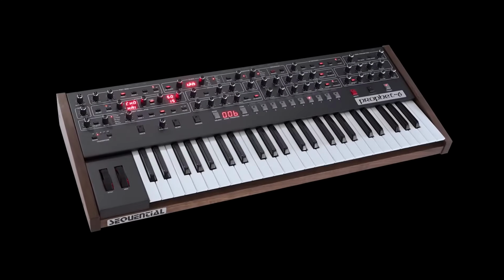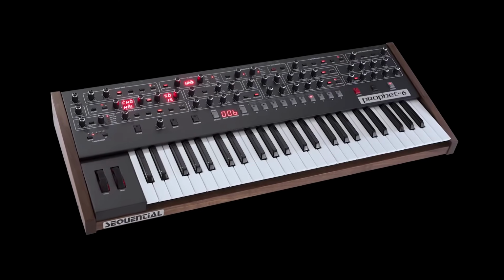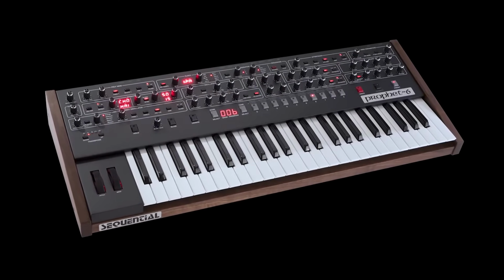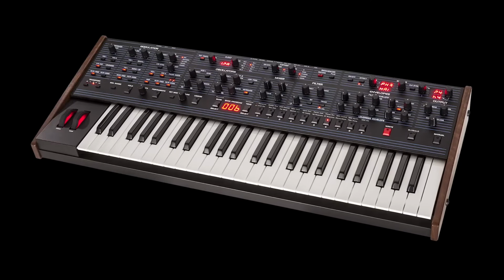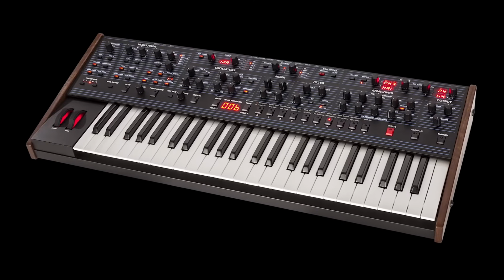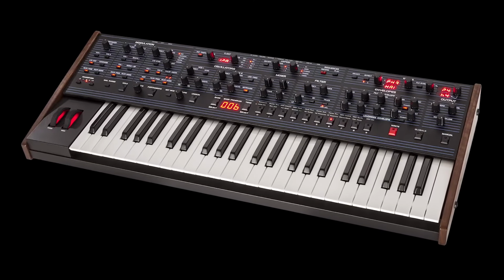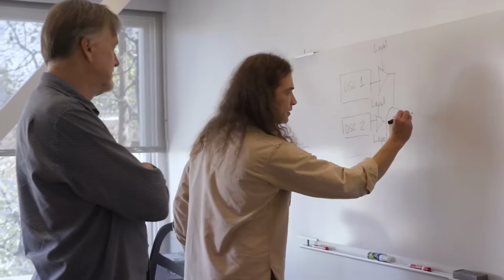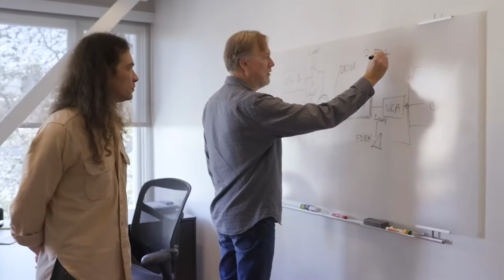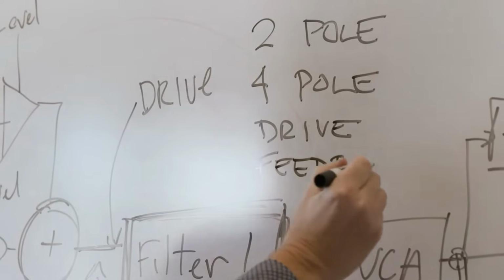In the Prophet 6, we created a platform with a what-you-see-is-what-you-hear user interface. There's no menu diving, everything is right there on the panel. We took that a step farther by making the OB6, giving you that character of the SEM filter. It just became kind of obvious the missing piece of the puzzle was the ladder filter, and it rounds out that trio of instruments really well.